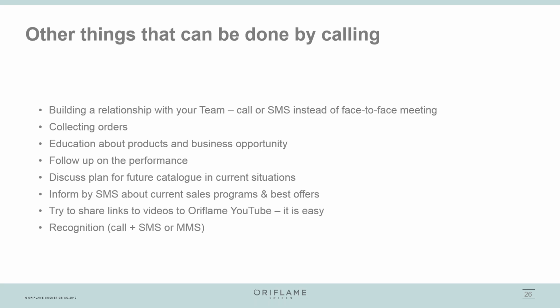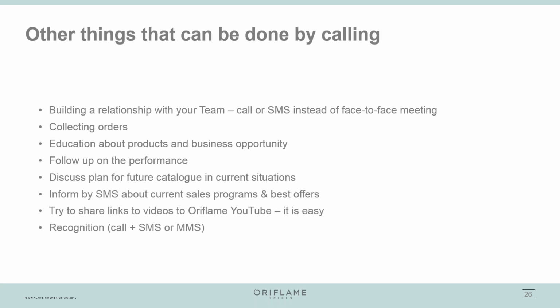Of course, there's social media, your posts are there and everything is there, but sometimes it's important to call a person and educate them on the products, because they will have so many questions which they would otherwise have asked if you had not called. So it's very important that you can talk about products and the opportunity on the phone. Follow up on performance, like Mary told you in the beginning from the business app, how you can follow up for the performance for the month or the catalog. And discuss future catalogs, current situations, and inform SMS about current sales programs and best offers.